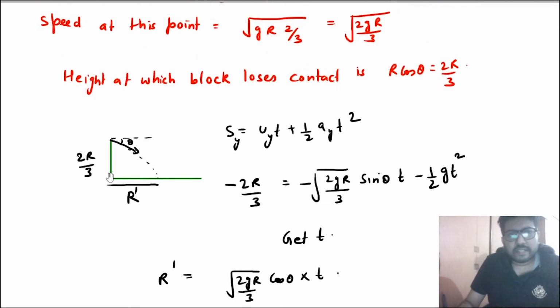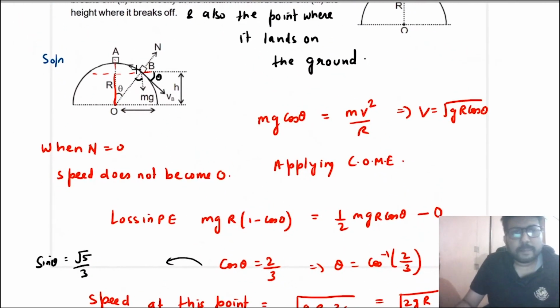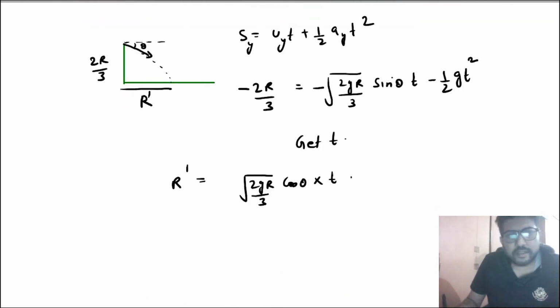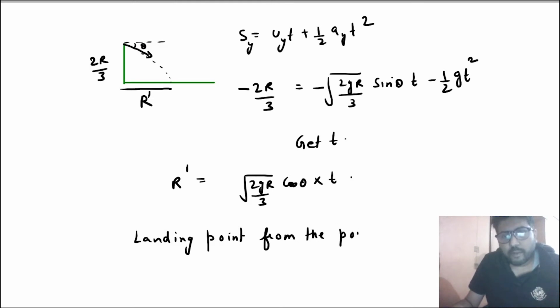Okay, now once you get this range, if you are asked to find the landing point from this position, then you will say this length is r sine theta and this length is r dash where it lands. So the landing point from the point of projection is r sine theta plus r dash along the horizontal.